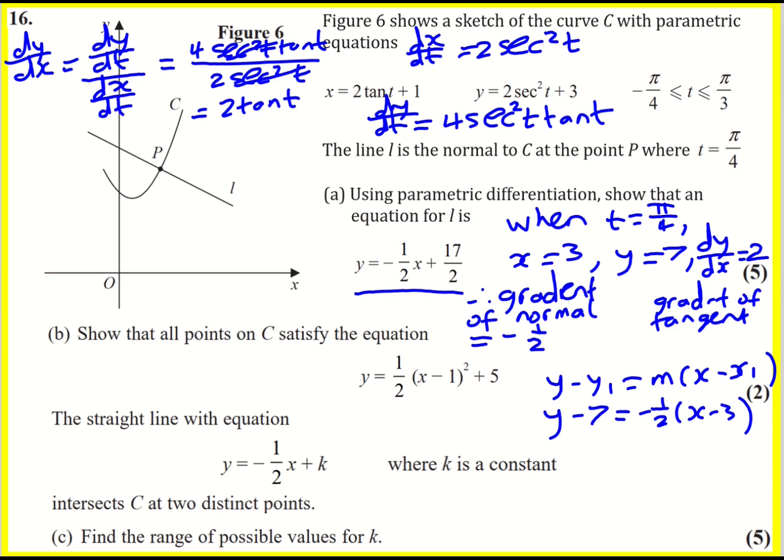We're being asked to write it like this, so I'm going to multiply it out. y is going to be minus a half x plus 3 over 2 plus 7, which is actually 14 over 2. And there we have it. y is equal to minus a half x plus 17 over 2.